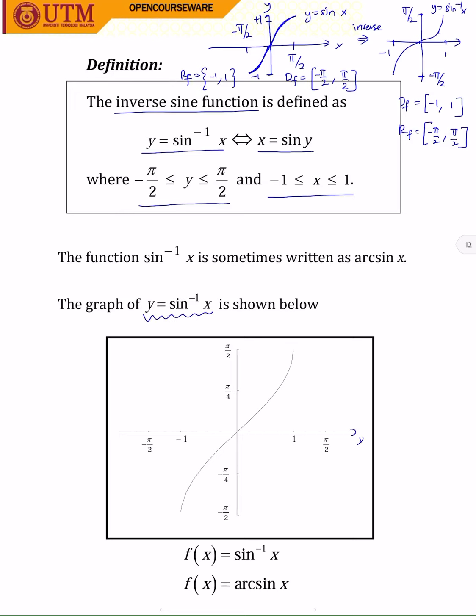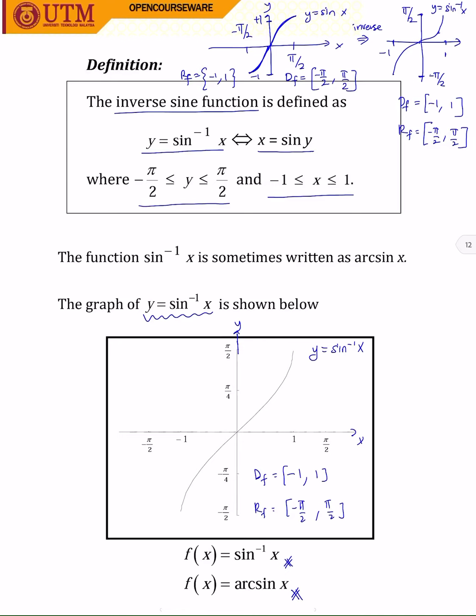Okay, so we have the x, we have the y. So this is the graph of y equal to sine inverse x, where the domain right now becomes from minus 1 to 1, and the range right now is from minus pi over 2 to pi over 2. Okay, range refers to the y-axis and domain refers to the x-axis. So we can write y equal to sine inverse x, or we can write it as y equal to arcsine x. Okay, it gives you the same meaning, which is sine inverse x. So the opposite one.